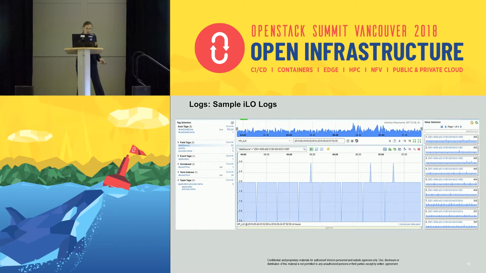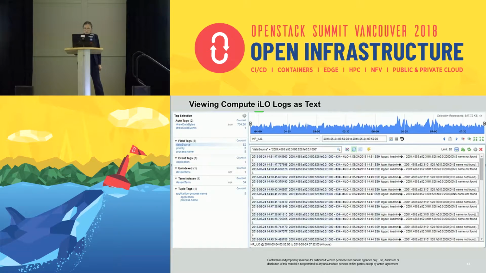Okay, and then logs. That's another key component. So far we've gone through metrics and traps. These are logs. This is just an initial view of the raw volume of logs that we're getting from our ILOs. But we can also break that down into a textual listing. So here, these are pretty consistent. It looks like we're having some kind of DNS issue. So maybe that's something that could be addressed, if it's actually causing an issue in the network. It may not be.